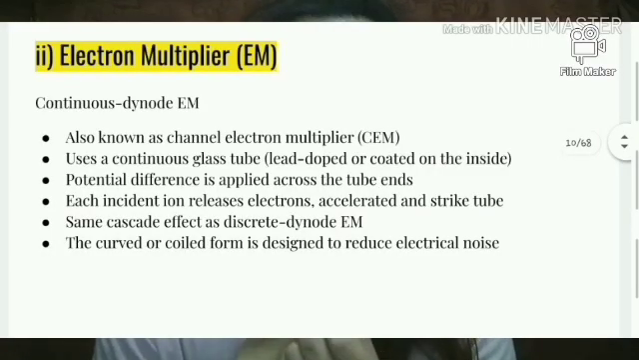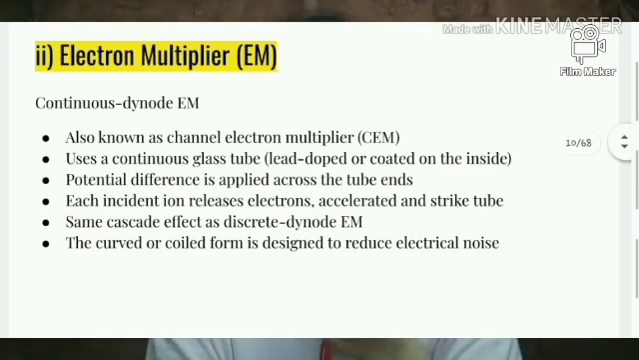Next, we'll continue to the continuous diode EM. A continuous diode EM, also called a channel electron multiplier (CEM), uses a continuous glass tube, either lead doped or coated on the inside with a conductive surface of high electrical resistance. A potential difference is applied across the tube ends so that the potential varies in a linear manner along the tube. Each incident ion releases electrons that are accelerated and strike the tube again. This will result in the same cascade effect seen in the discrete diode EM.